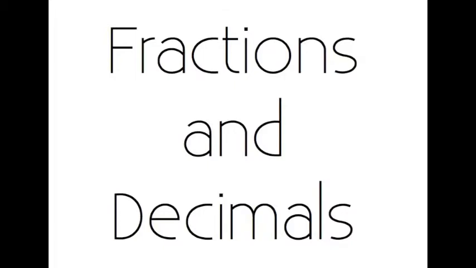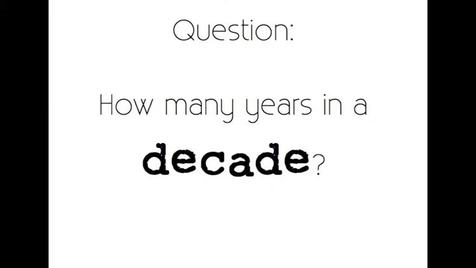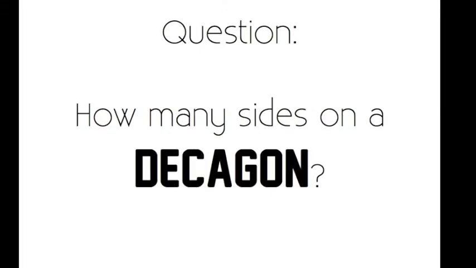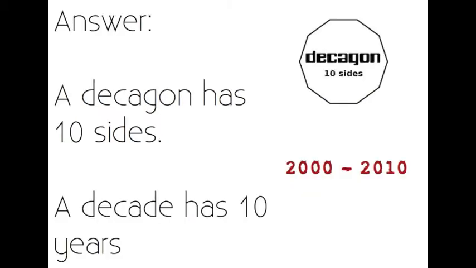Alright, today's topic, fractions and decimals. Okay, so a question for you. How many years are there in a decade? And another question, how many sides on a decagon? The answer, a decagon has 10 sides and a decade has 10 years.